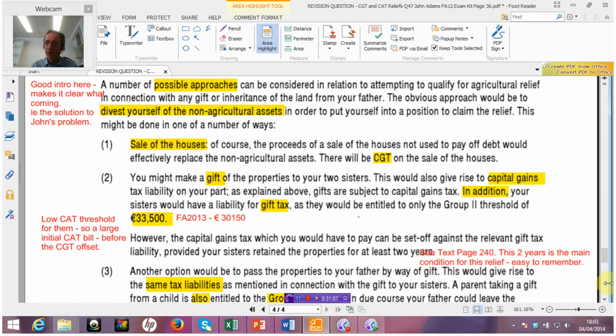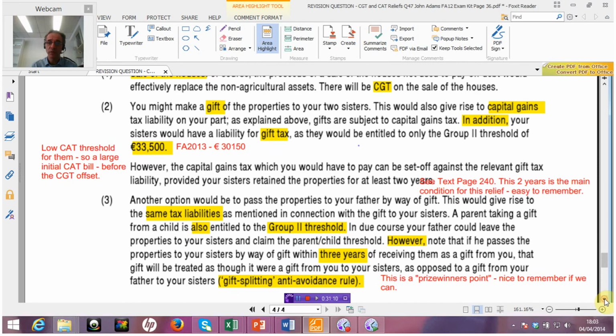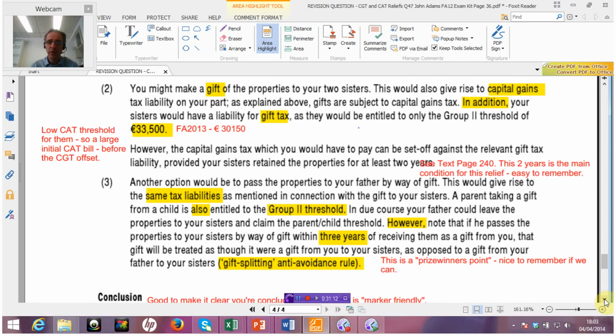Okay. In terms of a final option for John and his father, really the final one is transferring to the father. We know he's widowed, so the mother isn't available. But the same implications as for point number 2 above in relation to the threshold. The Group 2 threshold, note that it's in reverse, at 225 and being Group 1. And in addition to that, a slight curveball, perhaps a prize winner point down the bottom here, about this idea of gift splitting.